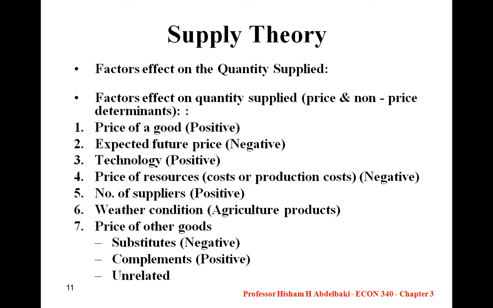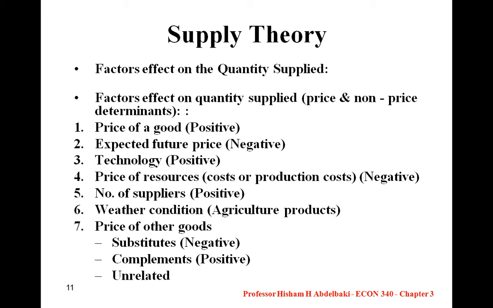Second is expected future price. If you expect the price of your good will be higher in the future, now you will decrease your supply to increase it in the future, because in the future you will get more profit as the price will increase. So now you will decrease your supply to increase it in the future. There is a negative relationship between the expected price in the future and your current supply.